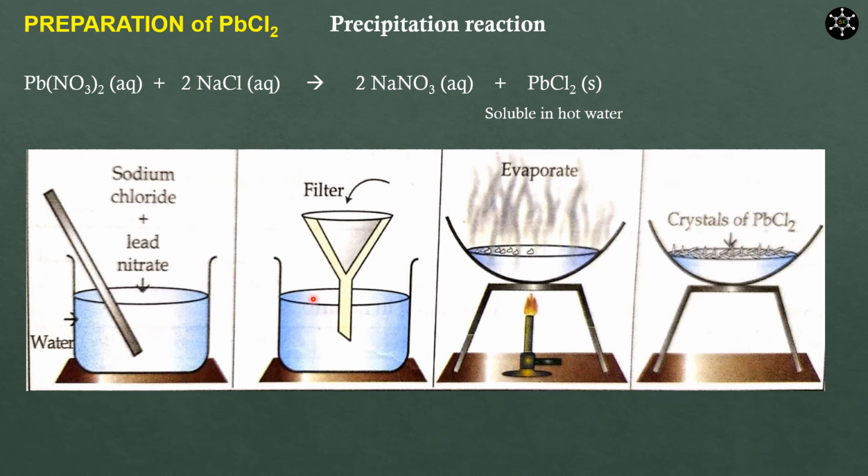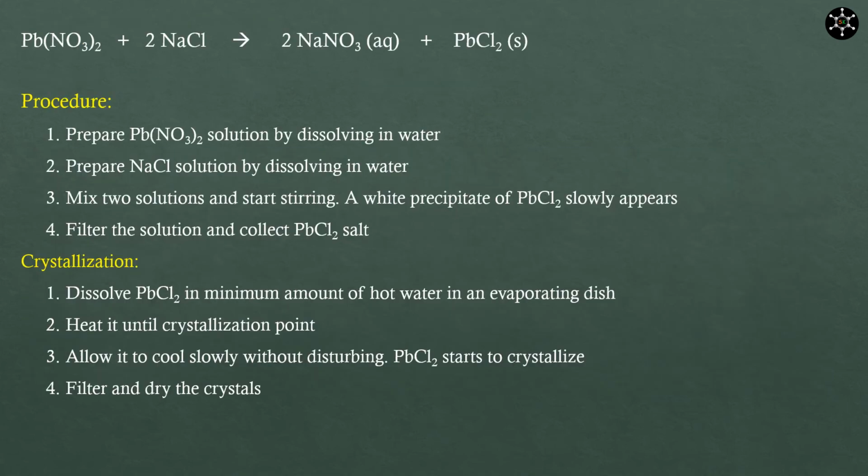Then we need to filter the solution so that we get lead chloride salt on the filter paper. This lead chloride salt then has to be transferred to an evaporating dish and should be dissolved by using a minimum amount of hot water. Then we need to evaporate off this solution so that we reach the crystallization point. Allow the solution to cool without disturbing in a corner so that crystals of lead chloride separate out of the solution. Filter and dry it. You can go through the procedure here.